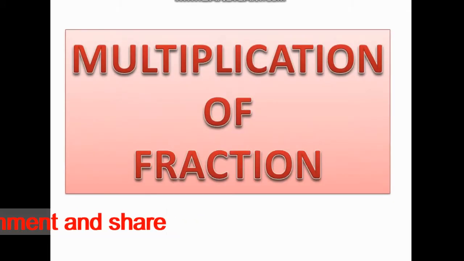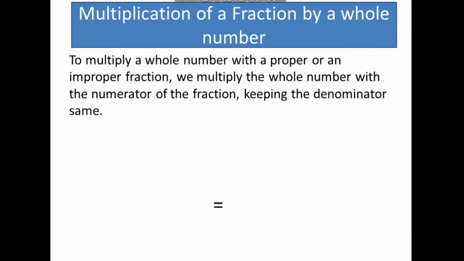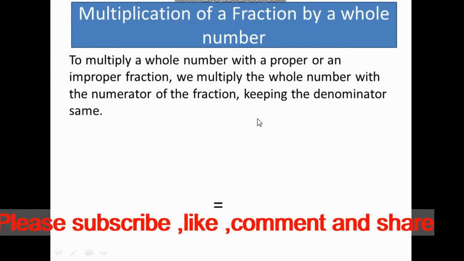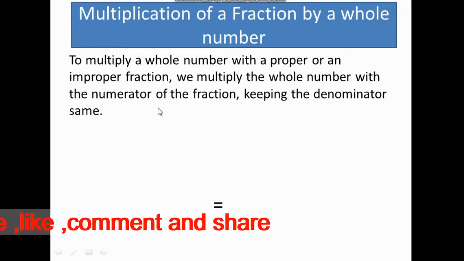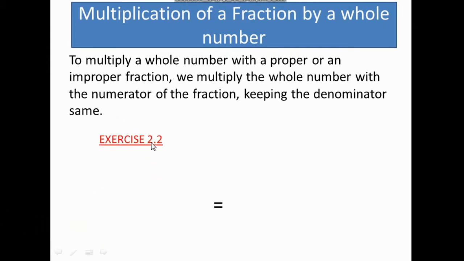Today we are going to learn multiplication of fractions, that is, multiplication of a fraction by a whole number. How to multiply a fraction by a whole number? The rule is, if you want to multiply a whole number by a fraction, you have to multiply the whole number with the numerator of the fraction, keeping the denominator the same. This is the rule. And now we are going to do some questions in exercise 2.2 of your textbook.